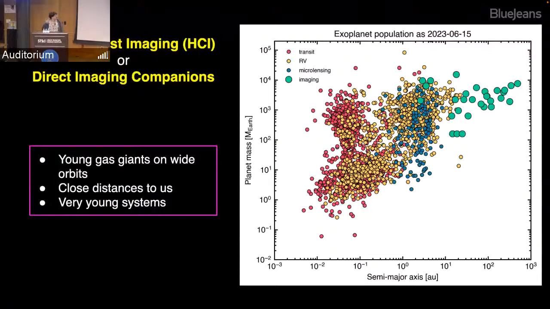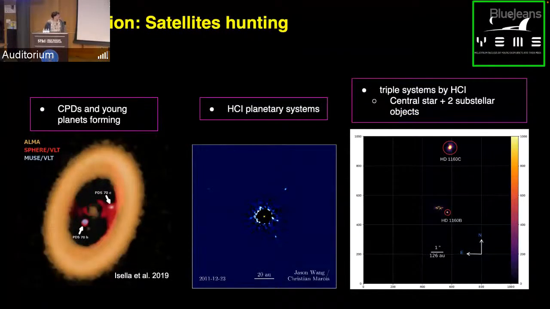So thanks to Julien, I don't need to spend too much time on that slide, because basically we are using high contrast imaging. You can see in the plot that the green circles show the planets that have been detected with direct imaging, which are massive, and we can extend to larger separations from the primary sources than other planetary detection techniques. Well, with high contrast imaging, we have observed some interesting objects and systems.